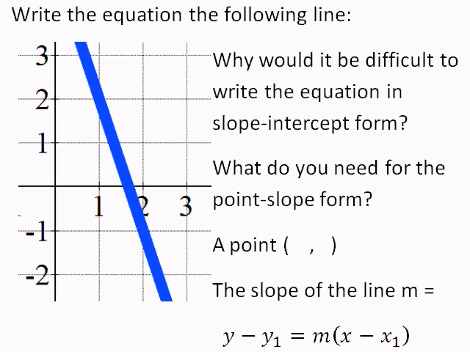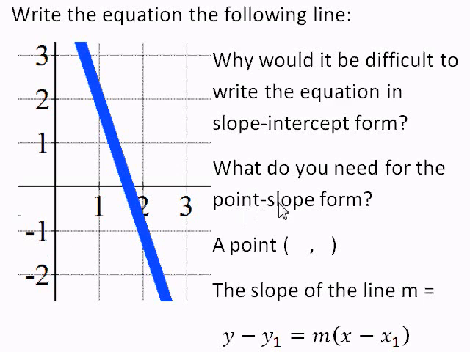Suppose you were given a graph. Write the equation of the following line on the graph. Well, we've done this before. We've done this with slope-intercept form. But why would it be difficult to write the equation in slope-intercept form? Well, the answer is we're not given an intercept. So perhaps we can use the new form that we found.